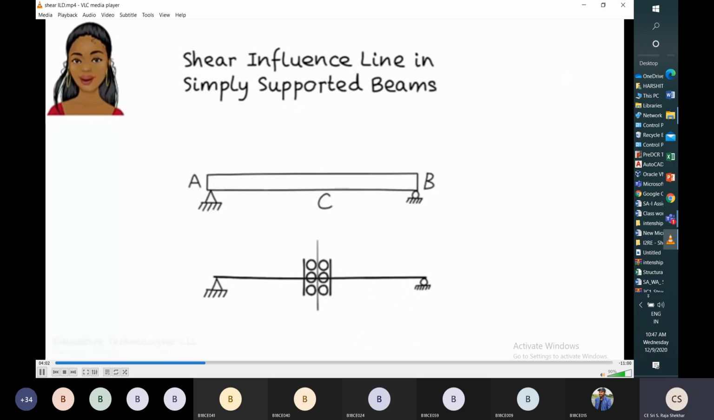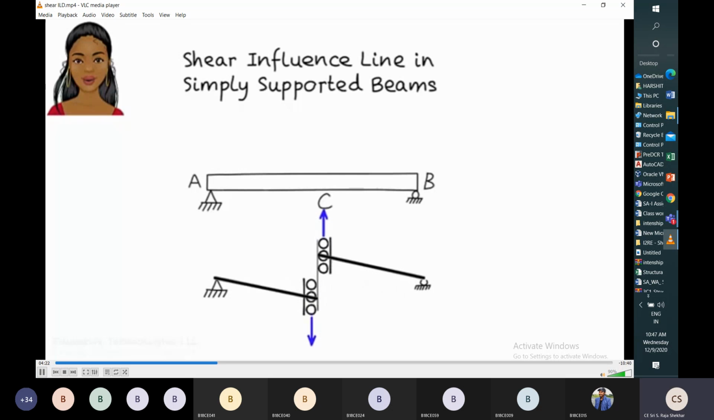Then we have to apply positive shear force at that cut point. That means we place rollers at the section. For the left side of the section, we have to apply downward force, and for the right side of the section, we have to apply upward force. So this is positive shear.